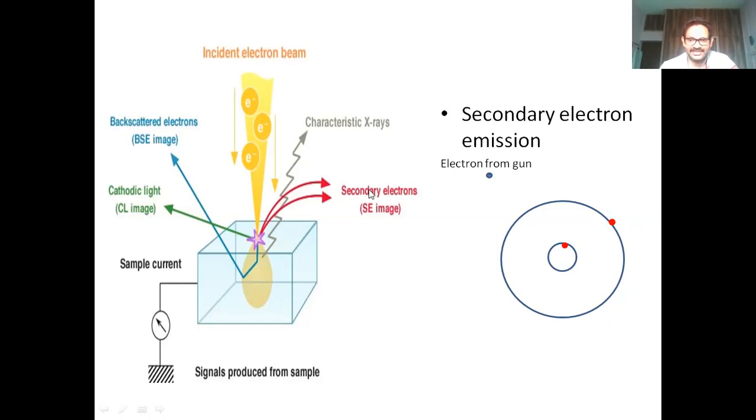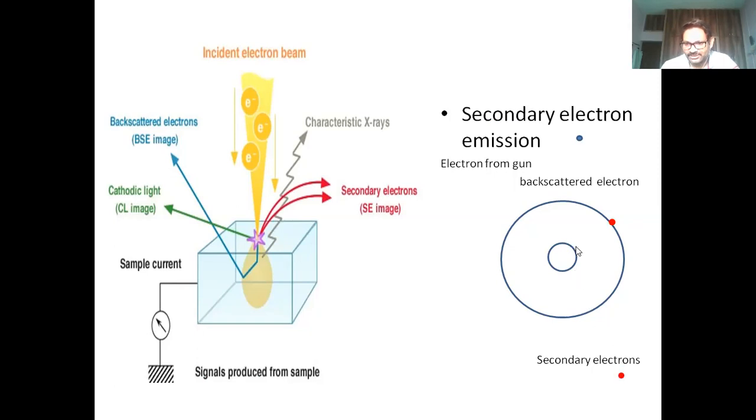What is a backscattered electron? Suppose the primary electron, this is called a primary electron, from the electron gun. The primary electron hits here and goes back like this. So that we can call it a secondary electron. Once it hits the electron, it will move here.